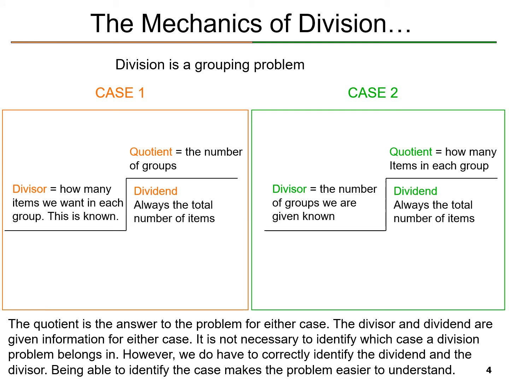The quotient is the answer to the problem for either case, though. The divisor and the dividend are given information for either case. It is not necessary to identify which case a division problem belongs in. However, we do have to correctly identify both the dividend and the divisor. Being able to identify the case makes the problem easier to understand.